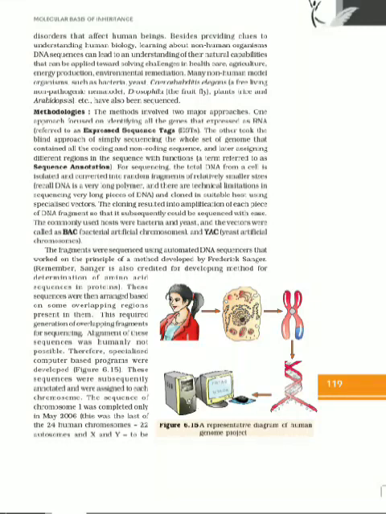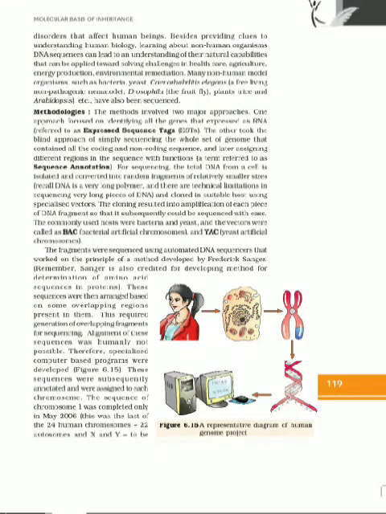For sequencing, the total DNA from a cell is isolated and converted into random fragments of relatively smaller sizes. Recall, DNA is a very long polymer, and there are technical limitations in sequencing very long pieces of DNA. The fragments were cloned in suitable hosts using specialized vectors. The cloning resulted in amplification of each piece of DNA fragment so that it subsequently could be sequenced with ease.